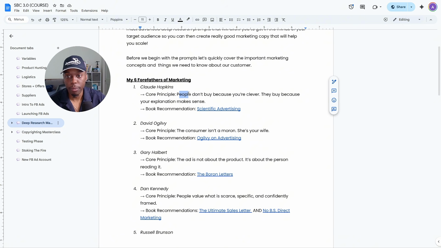For Claude here, people don't buy because you're clever. They buy because your explanation makes sense. So this breaks down the concept of creating copy that is applicable to people. If you don't know this, the average adult has a 5th grade reading level. So people can write really confusing, really high level copy that the average person doesn't even really understand or gets bored.